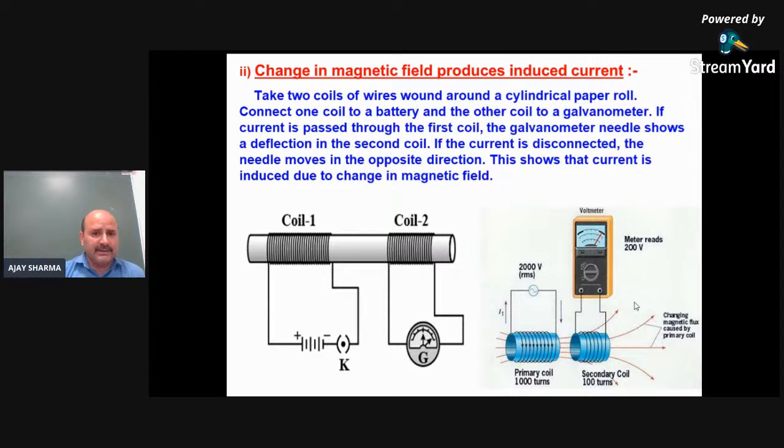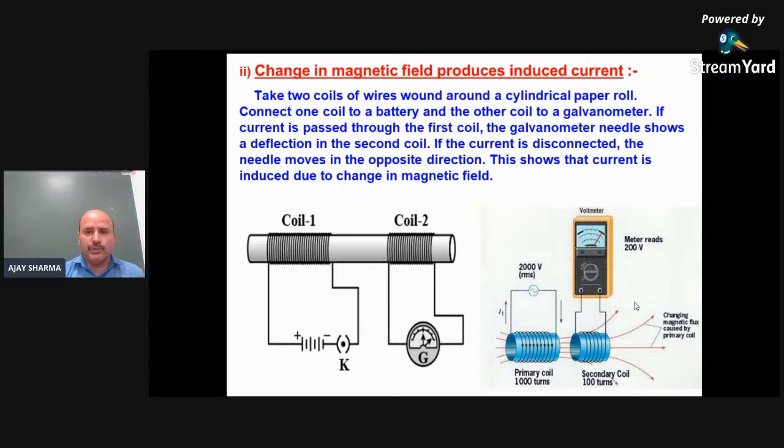And what does this indicate? This indicates that there is production of current in coil number 2. So what we are doing here is creating current in coil number 2 with the help of coil number 1. You can see in coil number 2 we have not attached any cell or battery. It is only an arrangement in which we are generating current electricity by just changing the magnetic flux. And again I am repeating this important term, magnetic flux: the number of magnetic lines associated with the conductor.